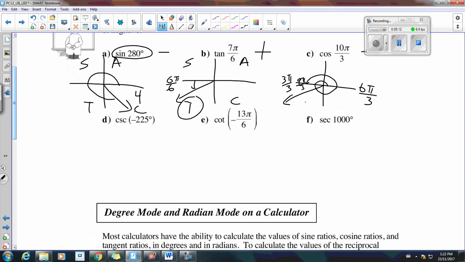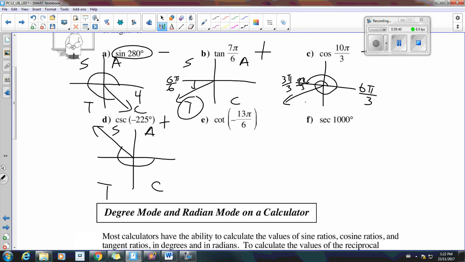Cosecant of negative 225. So now we need to go the opposite direction. Negative 225. Well, this is negative 180. It must be somewhere in here is negative 225. But now we just keep the quadrants the same. So this is in quadrant 2. Sine is positive in quadrant 2. That means its reciprocal is also positive, so cosecant must be positive.